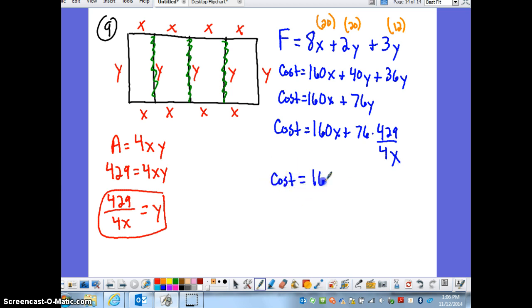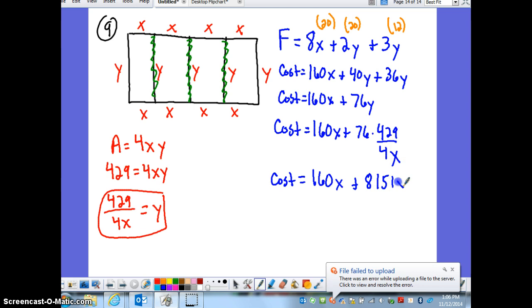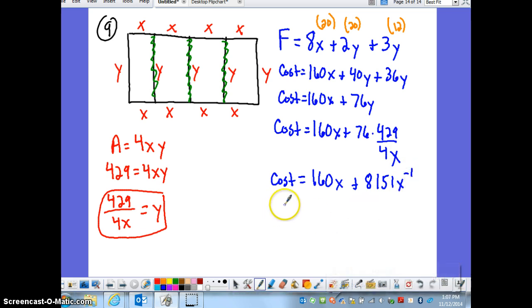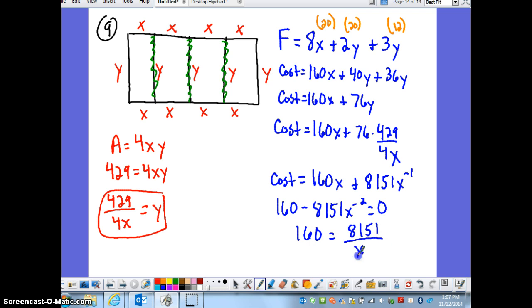So the cost is going to equal 160x. And then 76 times the 429, all divided by 4, is going to come out as 8,151. And then the x in the bottom is going to come up to the top as x to the negative 1. So that's my equation. Take the derivative, so this is now going to be 160 minus 8,151 x to the negative 2 is equal to 0.